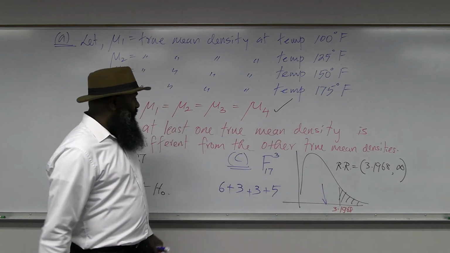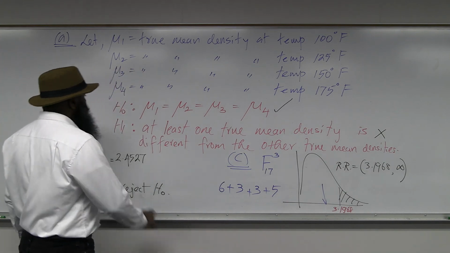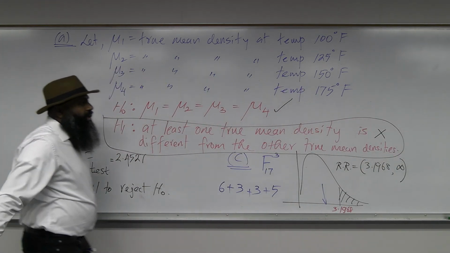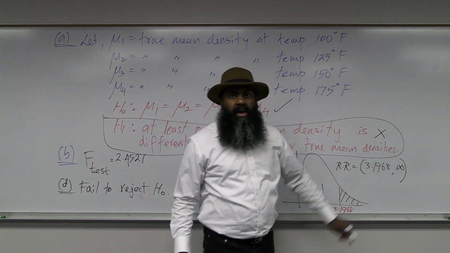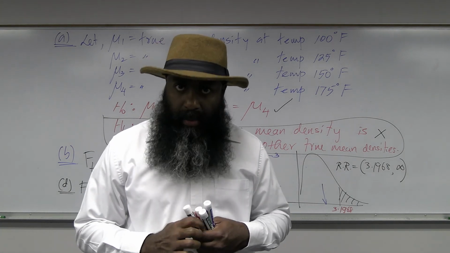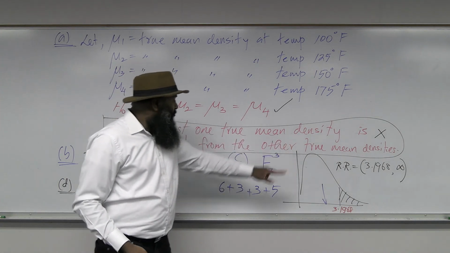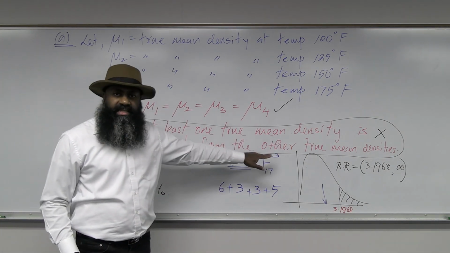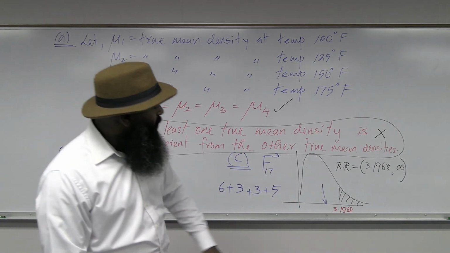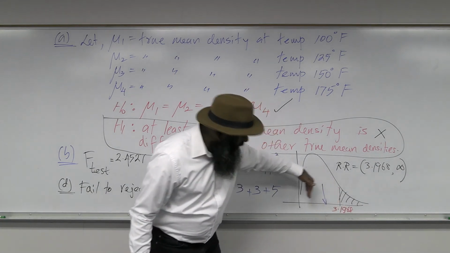That means our data do not support this statement. And we always interpret this statement. Because of this reason, we say we have no statistical evidence with 95% probability to conclude at least one true mean density is different from the other true mean densities. Why 95%? Because to find this critical value, we used 5% alpha. So the remaining area is 95%.